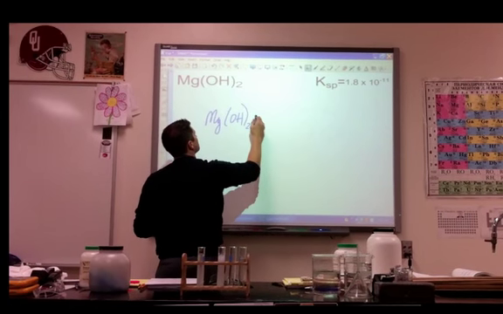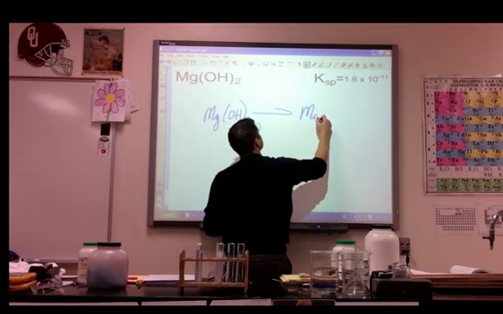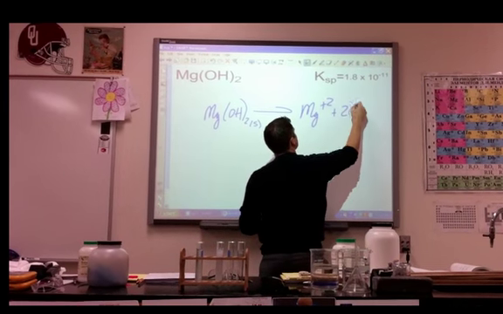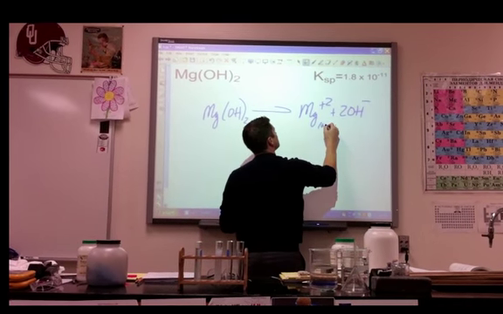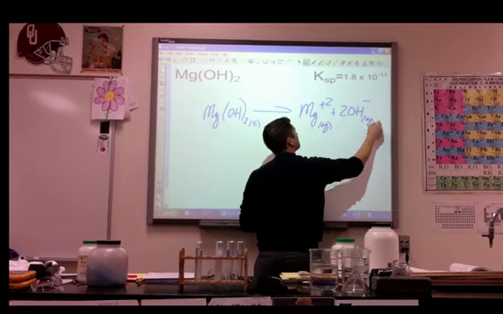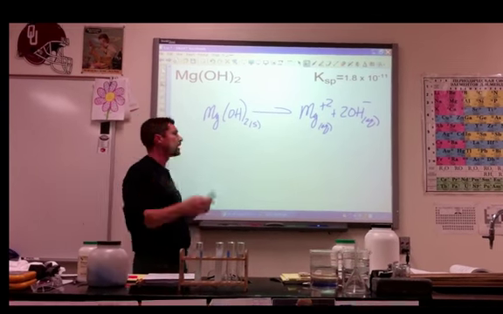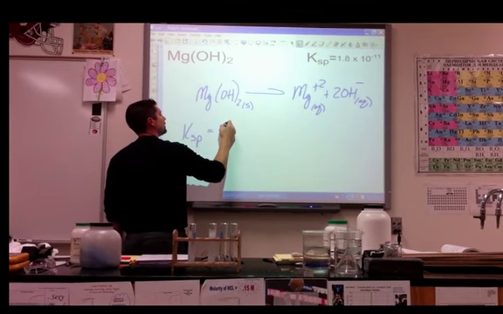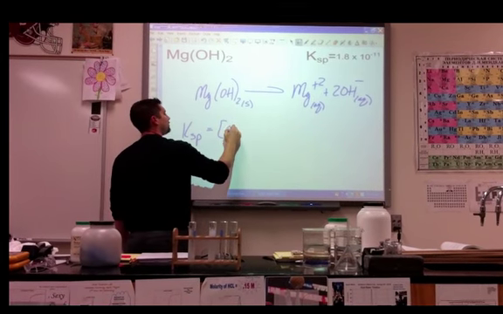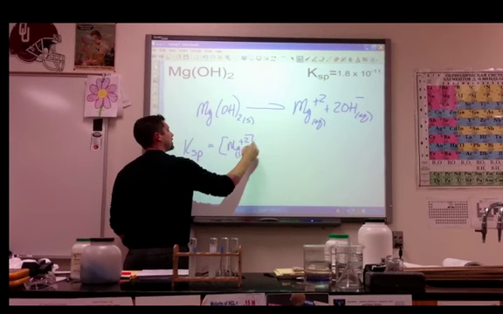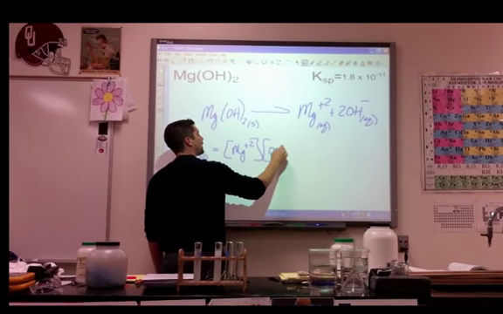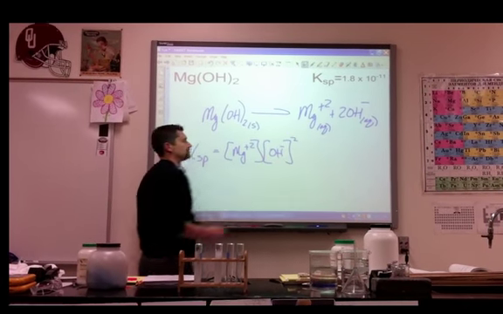What would this look like? Mg(OH)2, which is a solid, would dissolve into Mg2+ plus 2 hydroxides. They will ask you to write this equation out. That's called gimme points when they do that. Then they're going to ask, what is the solubility product expression? The Ksp expression. What would it be? The concentration of magnesium times the concentration of hydroxide squared.